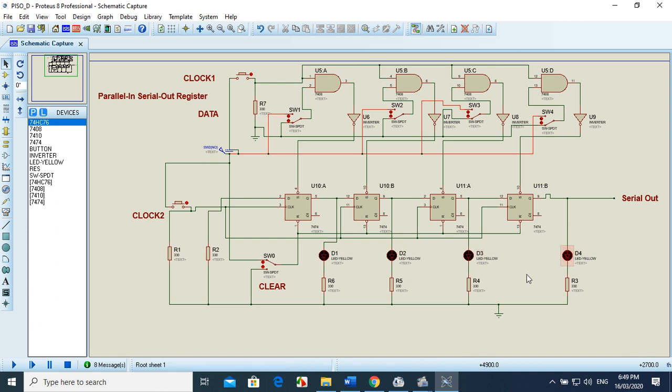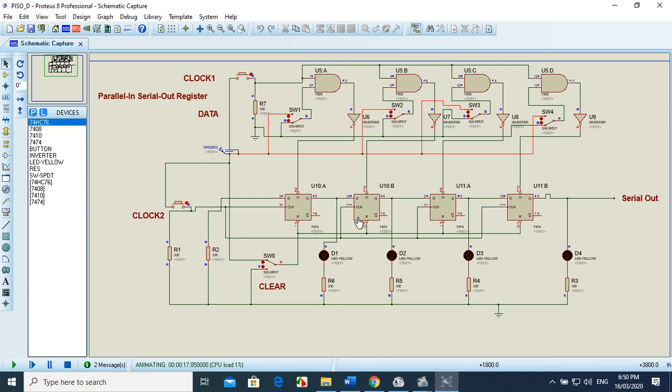At this point, let us now simulate this operation by pressing this Run the Simulation button. Initialize the outputs by making sure all flip-flops are cleared. This can be done by switching SW0 to ground or down position and then switching it back to up position. Notice no LED is lighted at this time to indicate all 4 flip-flops are cleared.